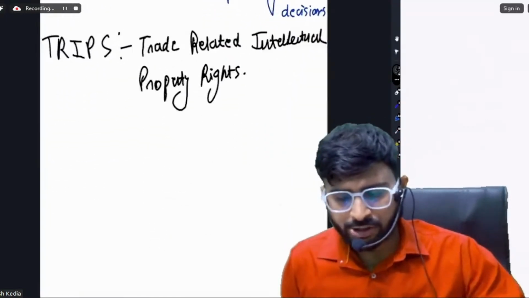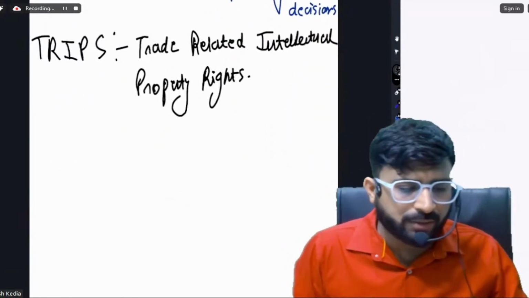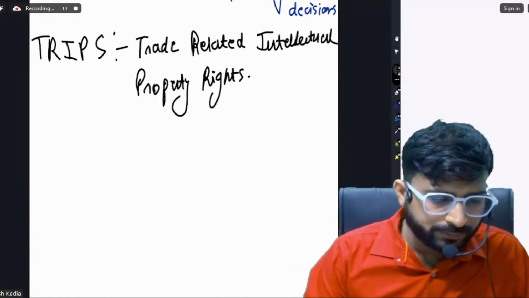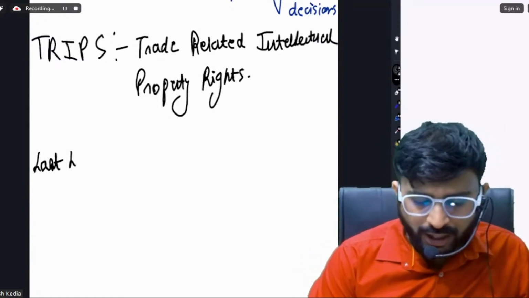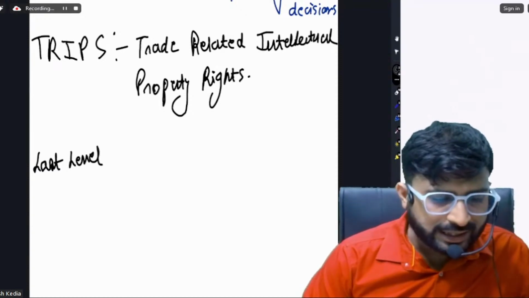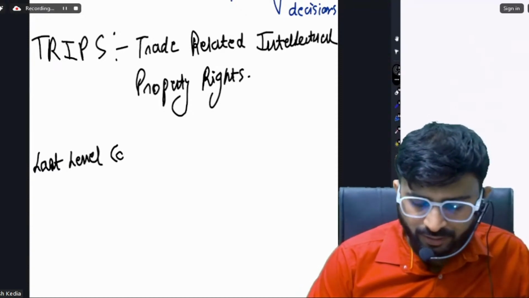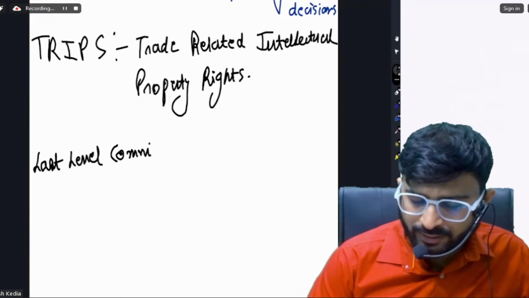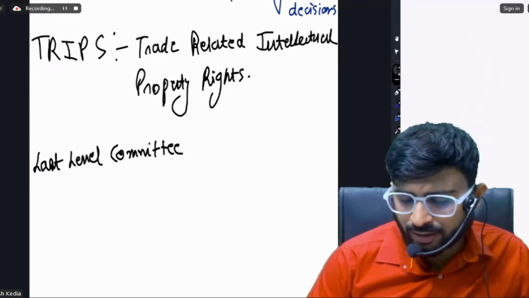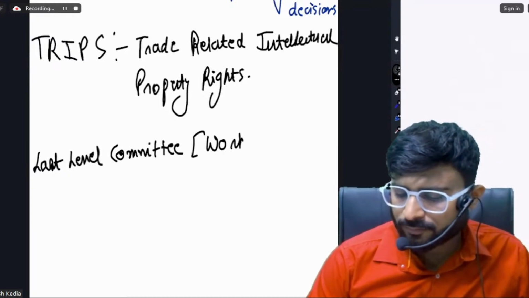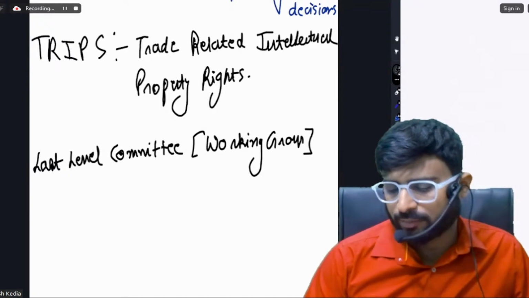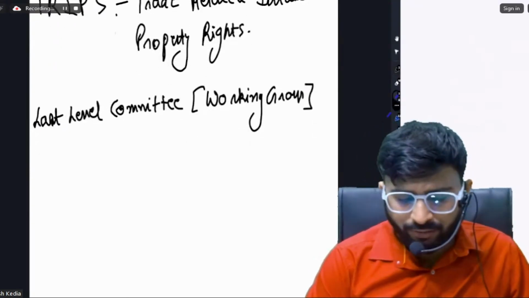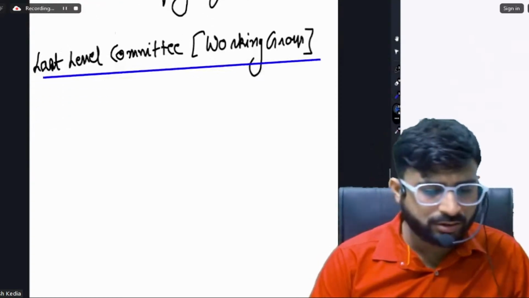And finally, friend, there is a last level committee called working group. They are just for providing support. Sir, what do they do then? सर इनका क्या काम होता है सर? लास्ट लेवल ग्रुप या वर्किंग कमेटी का क्या काम होता है सर?